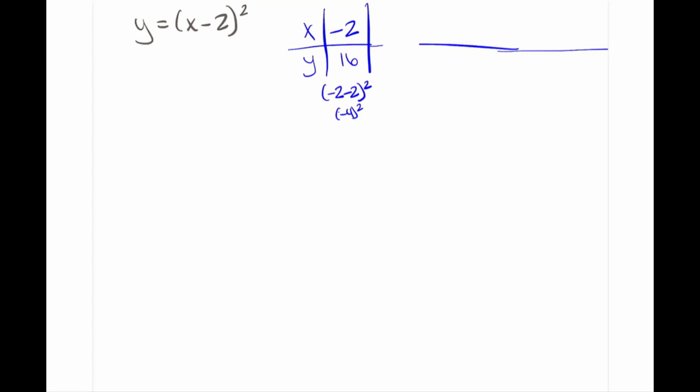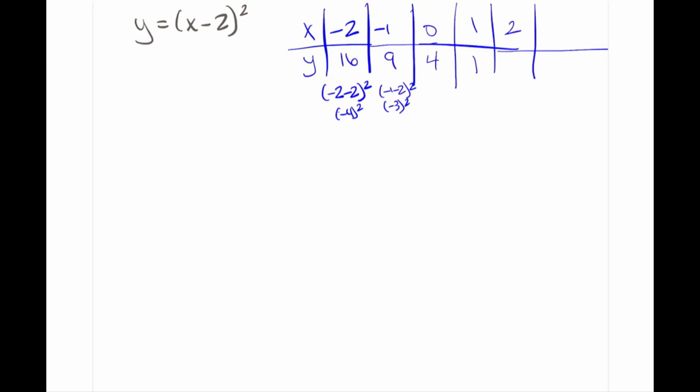So let's try it for -1. If I put in -1, I would have (-1 minus 2) squared, which would give me -3 squared, which is going to give me a positive 9. Let's try some more. If I put in 0, 0 minus 2 is -2. -2 squared is going to give me 4. If I put in 1, so I'm going to put 1 in here for my x, I'm going to have 1 minus 2. 1 minus 2 is -1. -1 squared is 1.